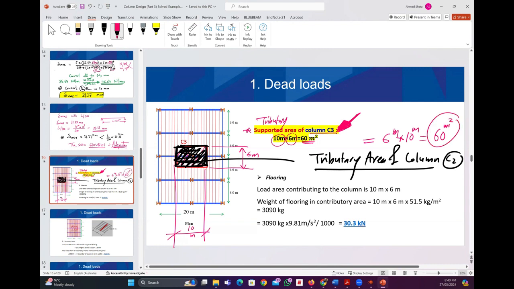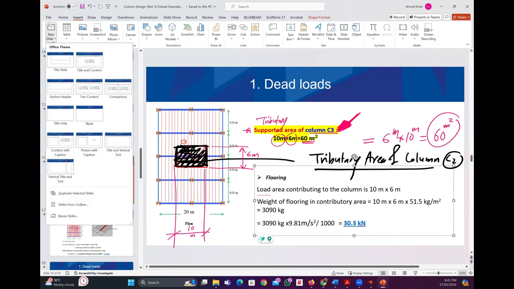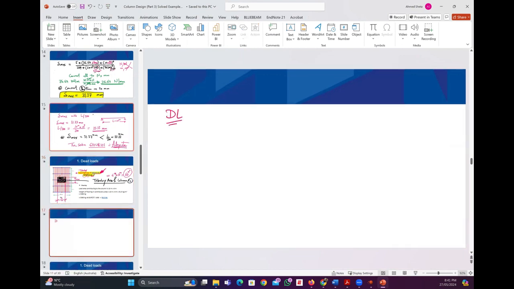So if I ask you to calculate the dead load and live load on the column, how can we calculate them? I will leave you to respond because we already have done the beam. The column will be quite similar, just a few changes. What is the dead load component on the column C3 here? I've put down services, self-weight, flooring, secondary beam, and main beam.